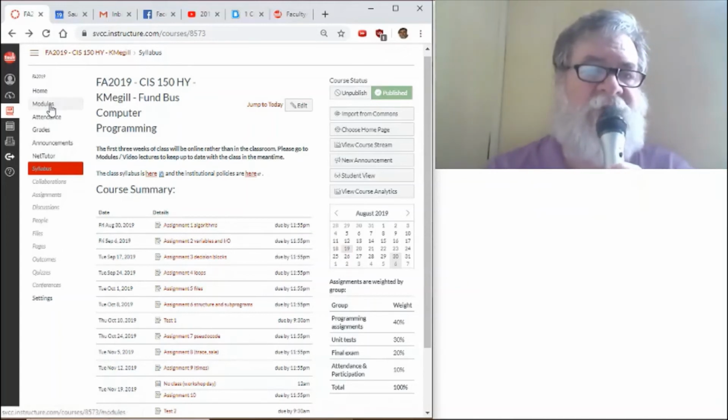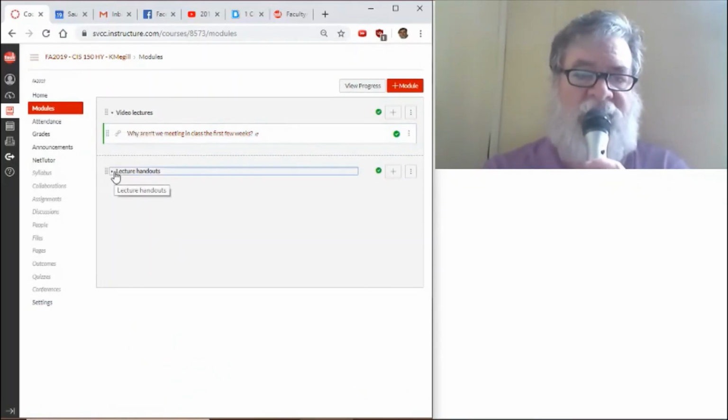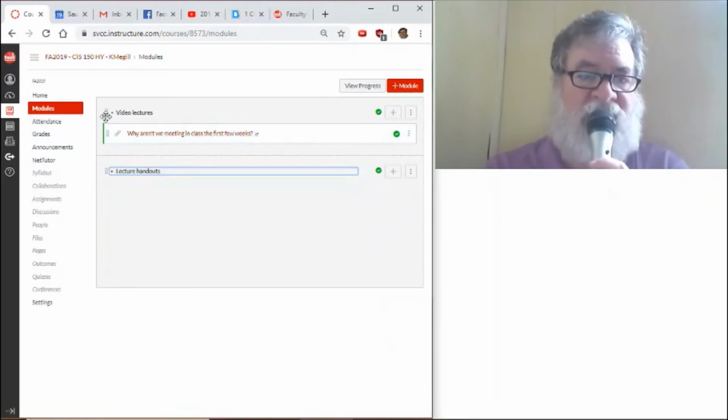If you look on the left-hand side, you can also click on modules, and modules will be all the different lecture handouts. We won't have a ton of them, but we'll have a few. There's a couple that we're going to look at this week about algorithms and variables, and the video lectures are going to show up there too.